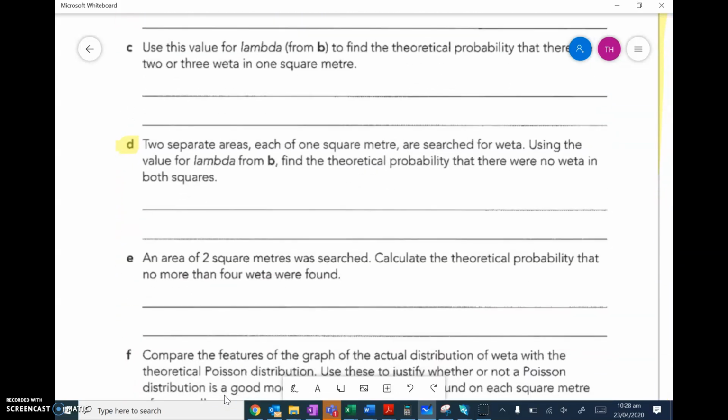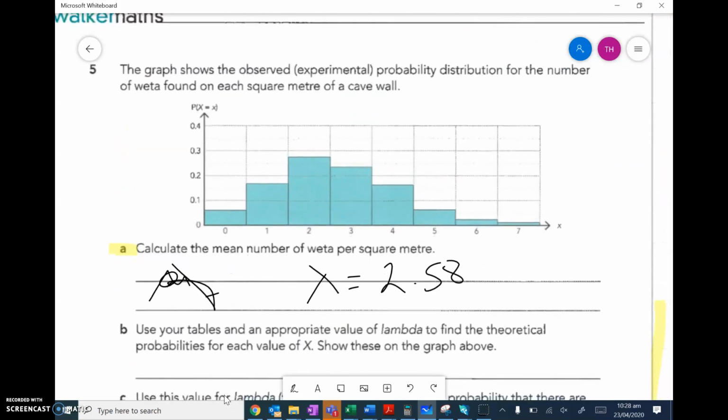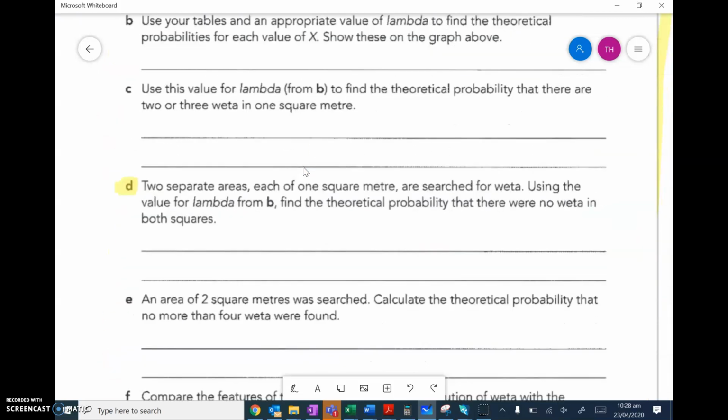So it says 2 separate areas, each of 1 square meter. So remember that this is weta found on each square meter of cave wall. So this is 2.58 weta per meter is my average. So it says 2 separate areas, each of 1 square meter. Search for weta. Use the value of lambda that you found in B, but I actually used it in A as well. So lambda equals 2.58. Find the theoretical probability that there are no weta in both squares.